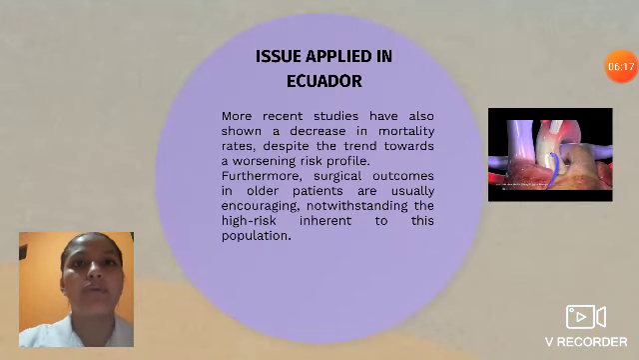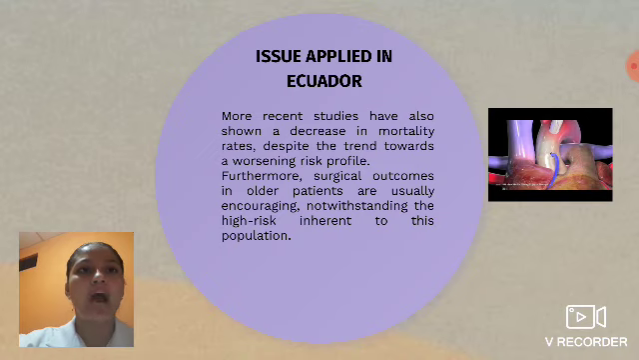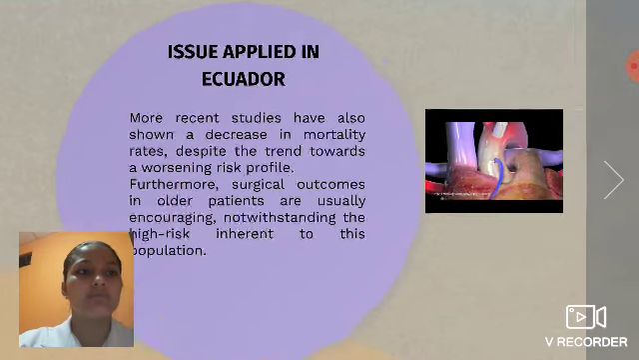More recent studies have also shown a decrease in mortality rates despite the trend towards a higher risk profile. Furthermore, serious outcomes in older patients are usually not seen despite the high risk inherent to this population.